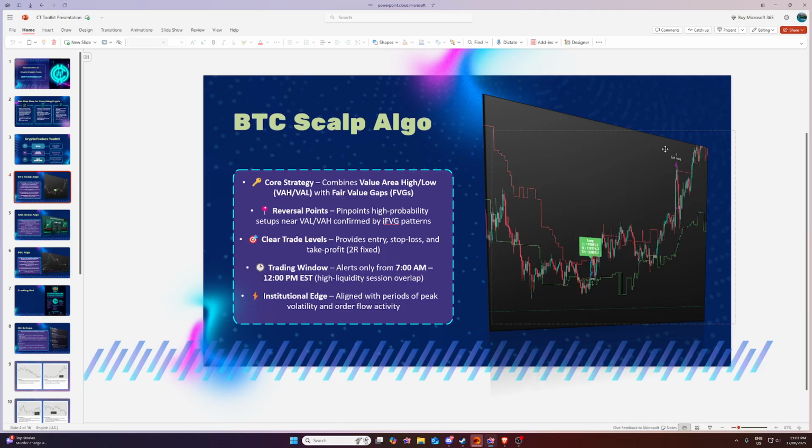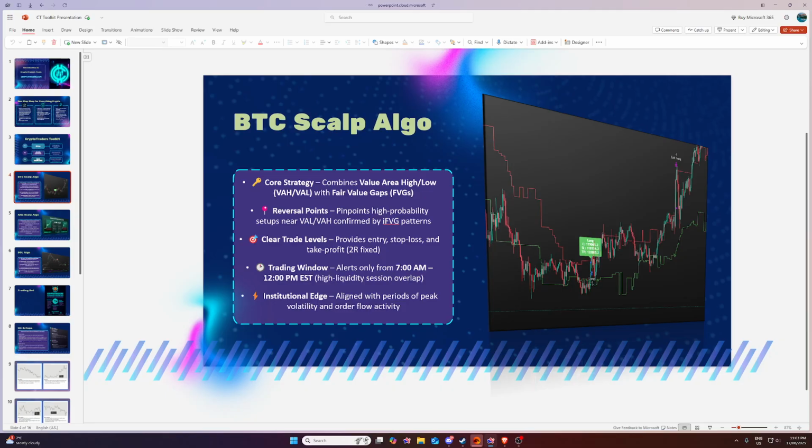Pretty much the idea behind this algorithm is that it uses the value area high and value area low concept to identify when price would be in a discount or premium range and suitable for an entry. And once price taps and reverts from the value area high or low, an entry is confirmed by an inverted fair value gap. Once an entry is confirmed, it sends out the stop loss based on a recent low and a fixed take profit target of 2R.